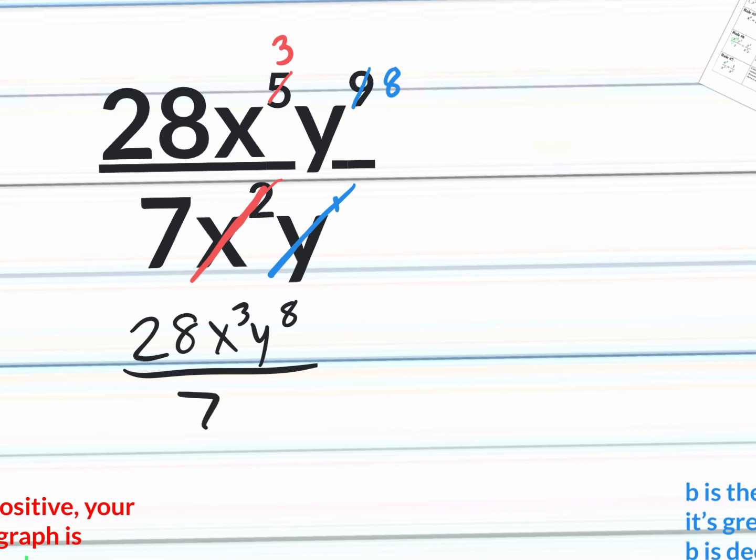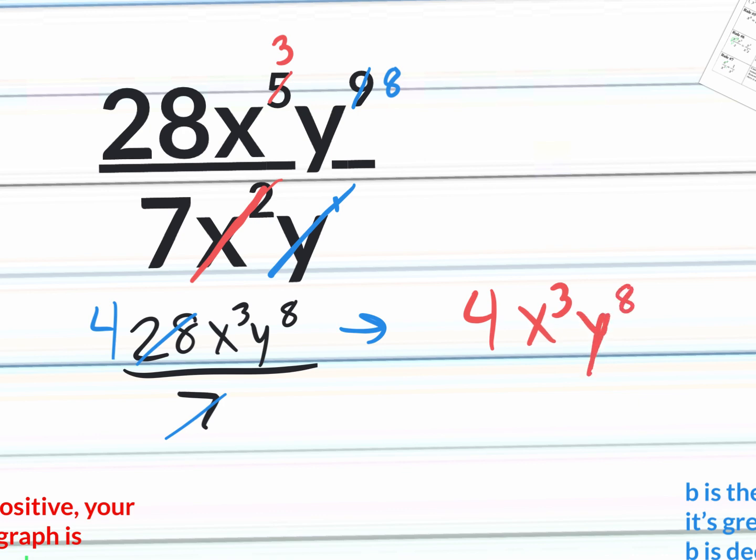However, when you have a number over a number, that's really a number divided by a number, right? 28 divided by 7. At the very least, even if you can't divide 28 by whatever this number is, you might be able to reduce it. But right here, you could. 28 divided by 7 is what? 4. So 28 divided by 7 is the actual number 4, and that is up on top. So our final answer is 4 x to the 3rd, y to the 8th.